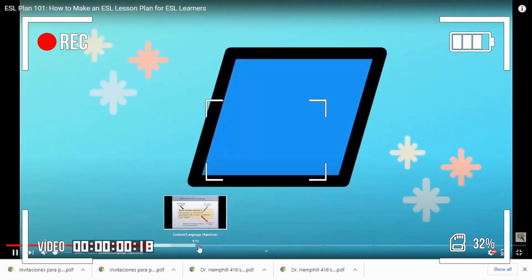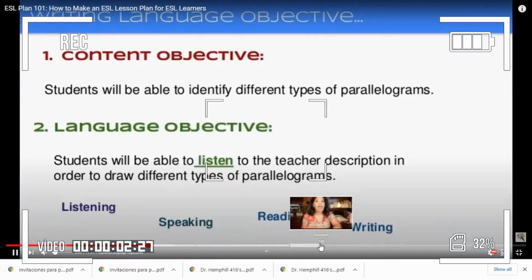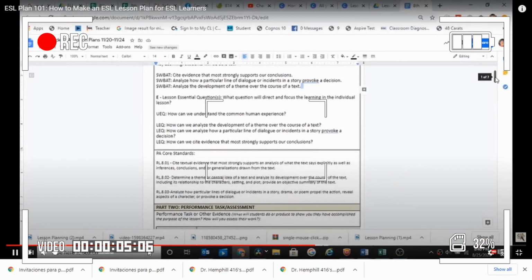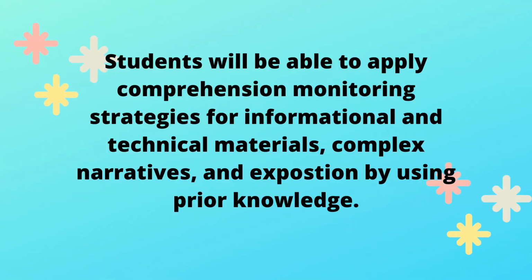Okay, so here's the next part, is how you're going to introduce the objective of the day. In this lesson planning series, previously I had mentioned language objectives and content objectives. When you are sharing them with your students, sometimes the verbiage that we use in our lesson plans sounds more like for an adult. For example, if you have a standard that sounds like this, students will be able to apply comprehension monitoring strategies for informational and technical materials, complex narratives, and expositions by using prior knowledge.